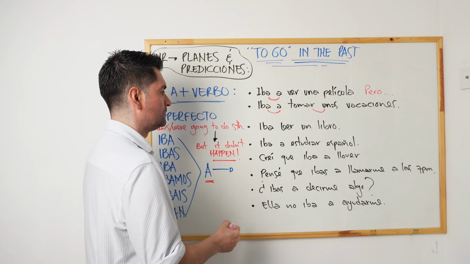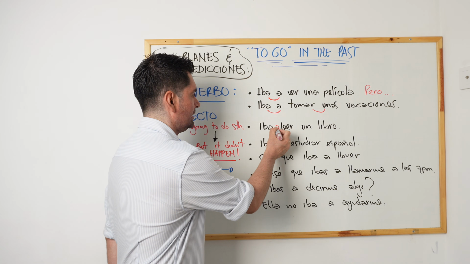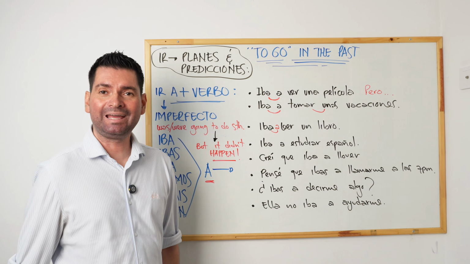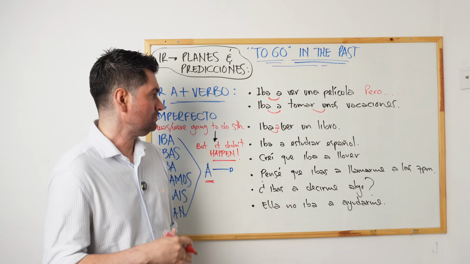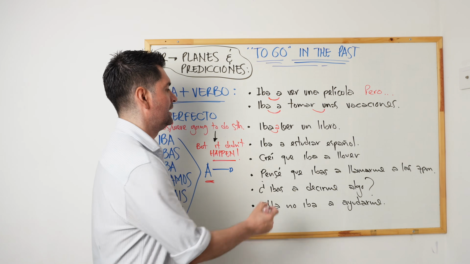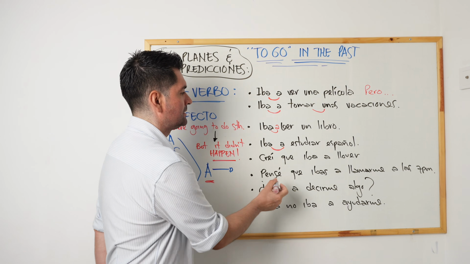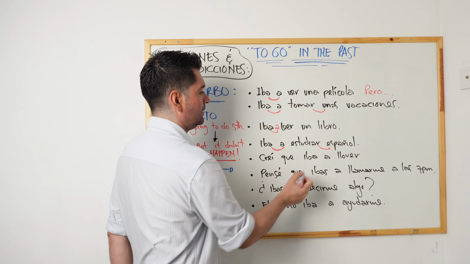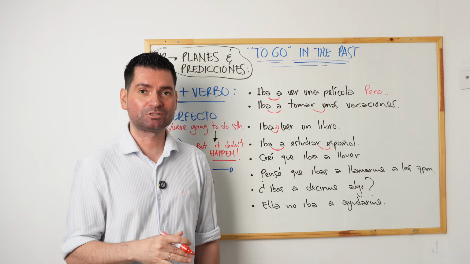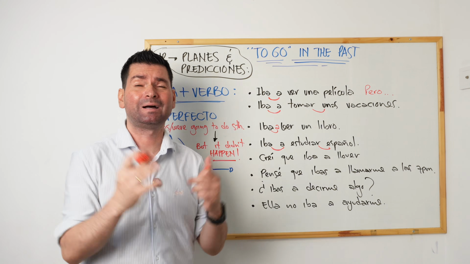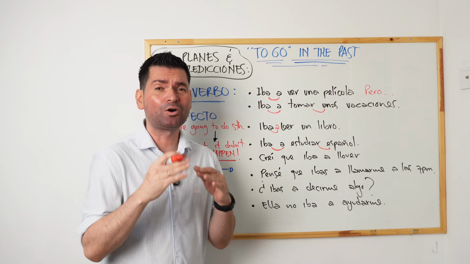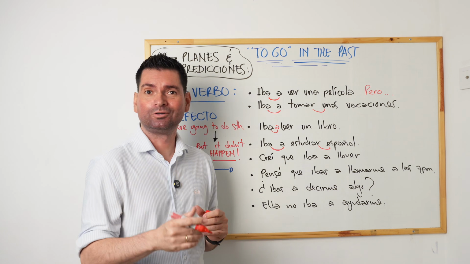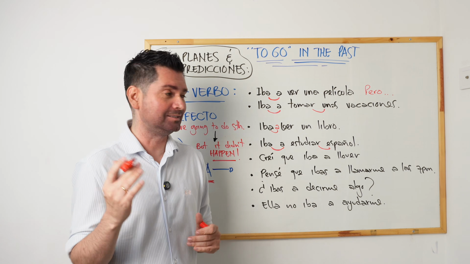Iba a leer un libro. Here I'm missing the A. Iba a leer un libro, but I didn't read it for some reason. Iba a estudiar español. This is a very common situation for most Spanish students. Iba a estudiar español, pero, but, something happened. Something always happens. So, you need to just do it, like Nike.